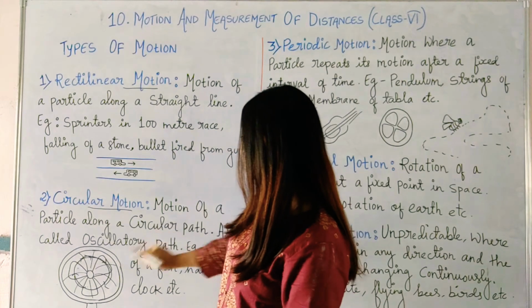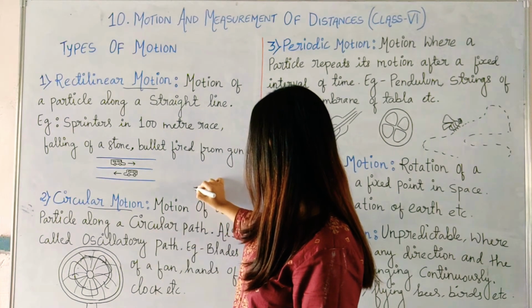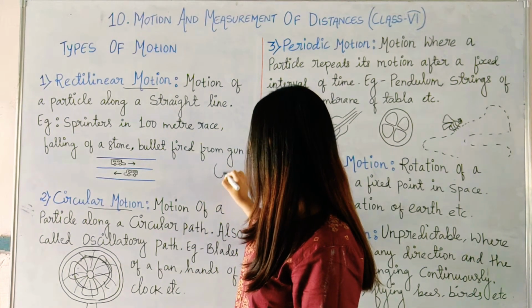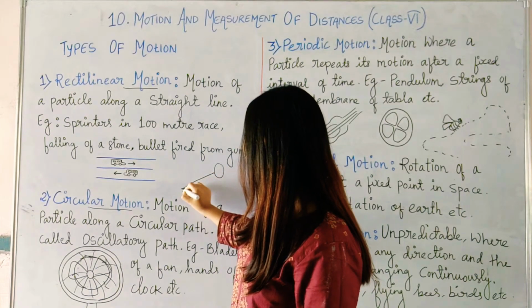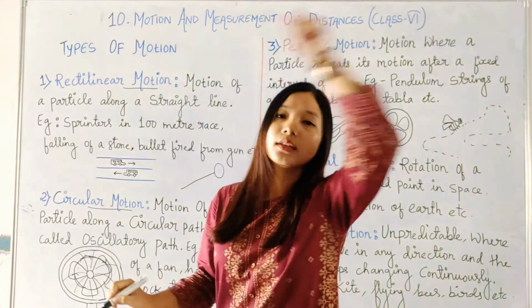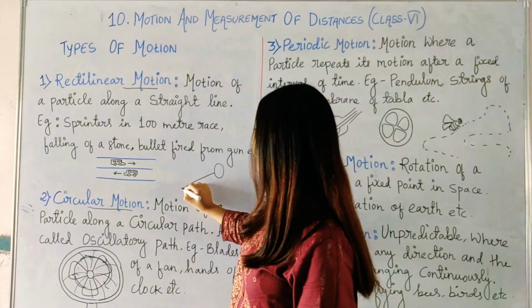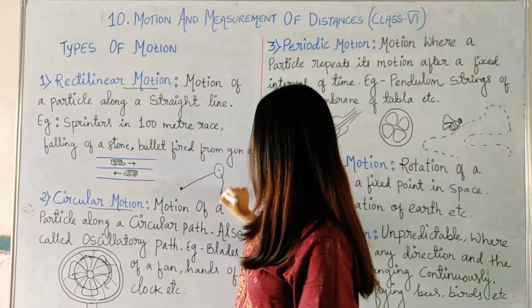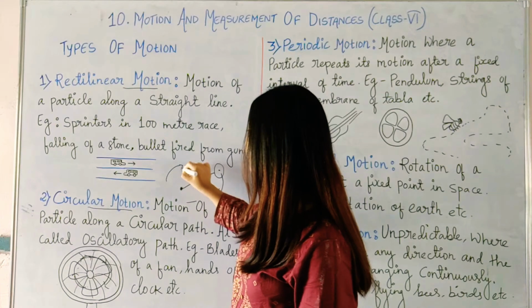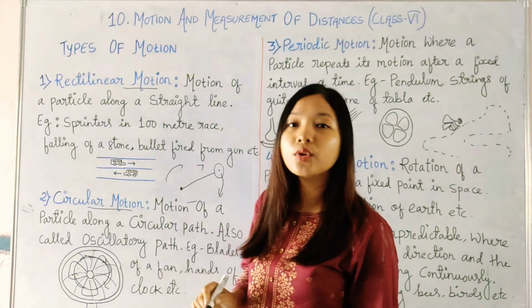Here, one more example you can take for circular motion. Tie a stone with a rope and just swing your arm around like this. Then what will happen? This rock will also move in a circular motion.